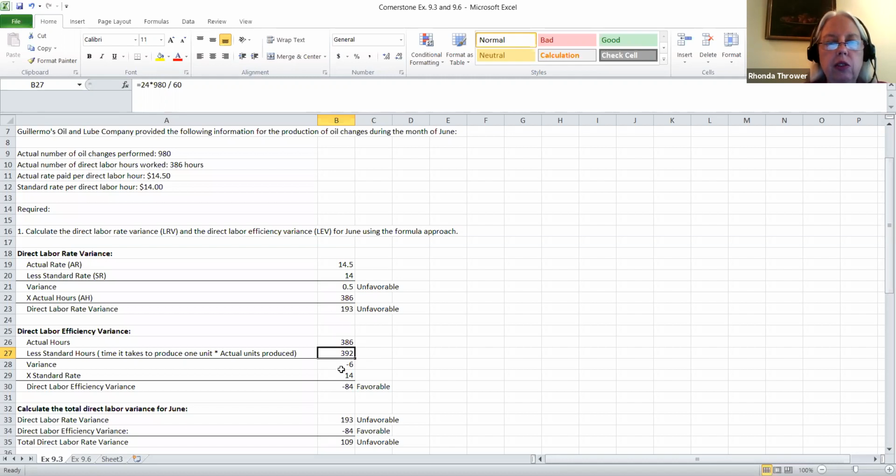We're going to take this variance, our difference, and multiply it by the standard direct labor rate, which is given at $14. When you multiply that by the variance, it tells you the total amount of the variance, which is $84.